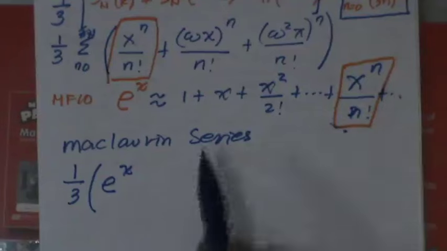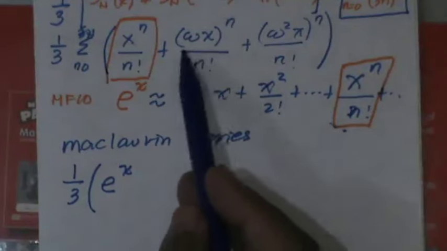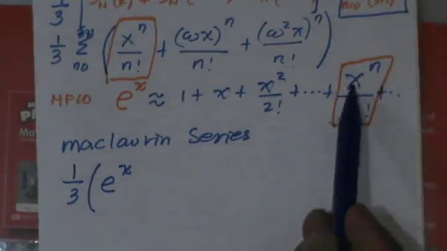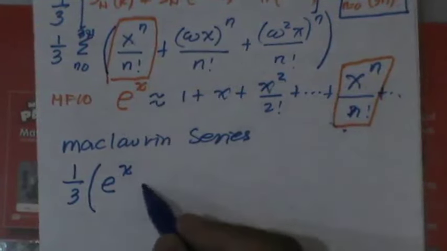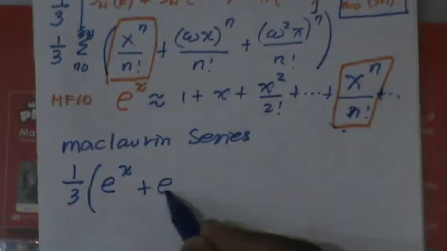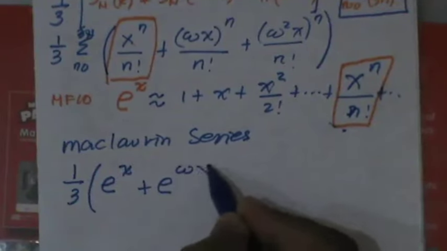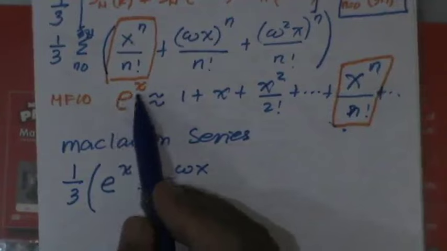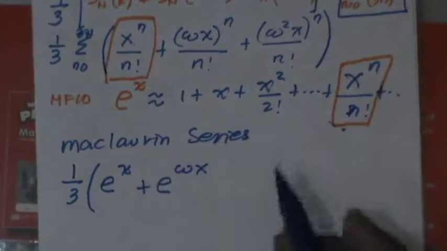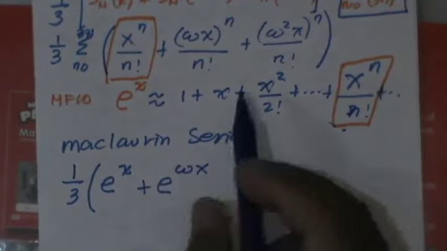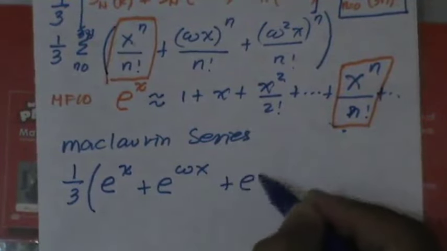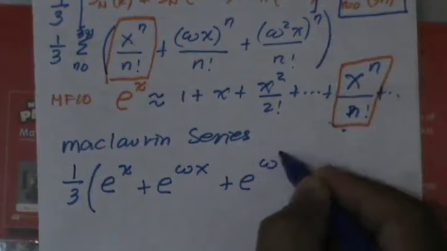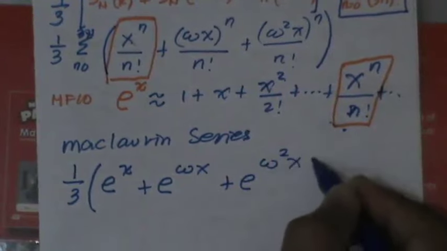Alright? What about this one? So this is now omega x to the n. Omega x to the n. So what is that? That is the definition of e to the omega x. Okay, so that is the definition of e to the omega x. Alright? And what is this? That is the definition of e raised to omega squared x.